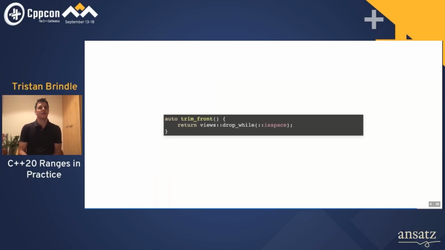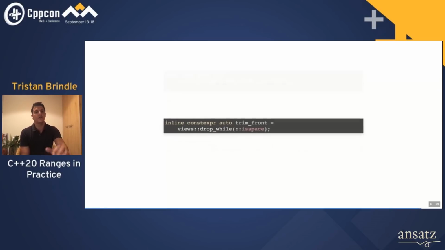So here's our function TrimFront that we were just looking at. And this now returns us the DropWhile adapter using isSpace. Well, this is a function that always returns the same thing. It returns us the views DropWhile function object. This call is going to return us a function object. So this function is always going to return the same thing. What we can do is save it as an inline constexpr variable. So we no longer need the function call.